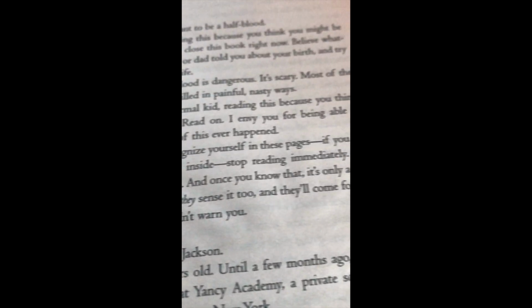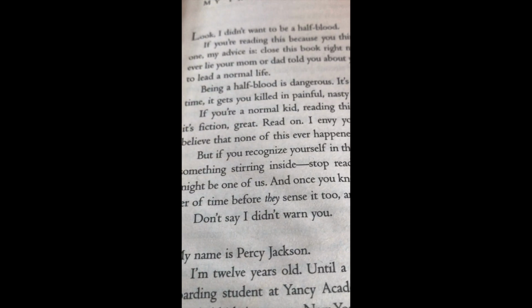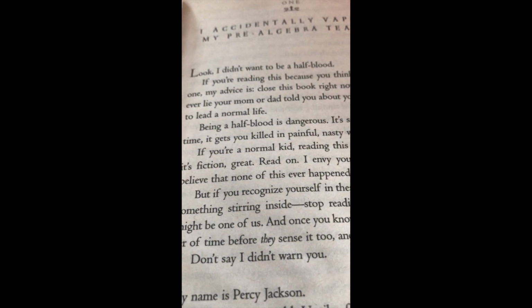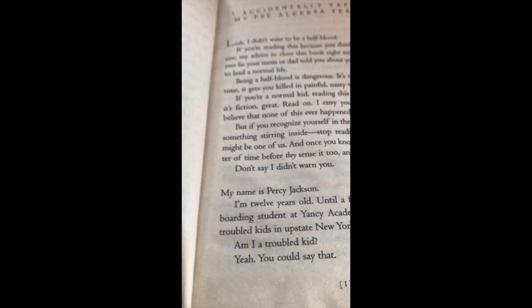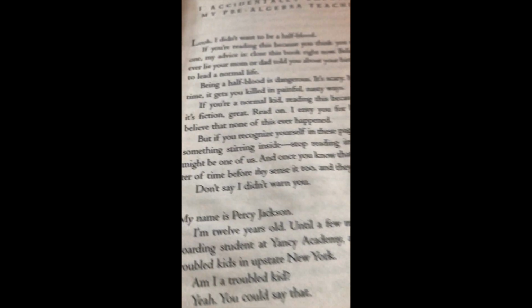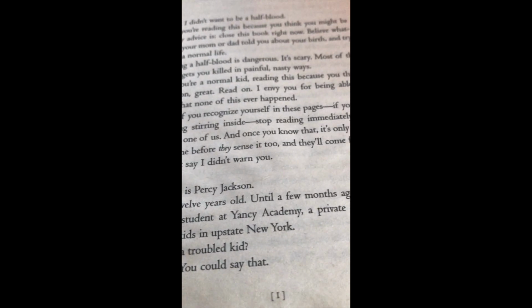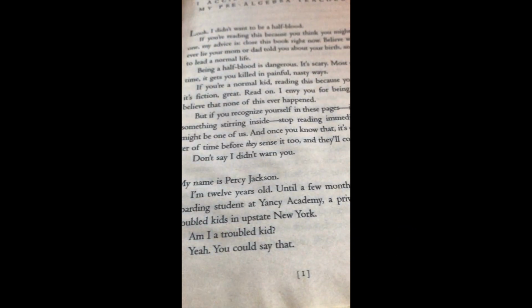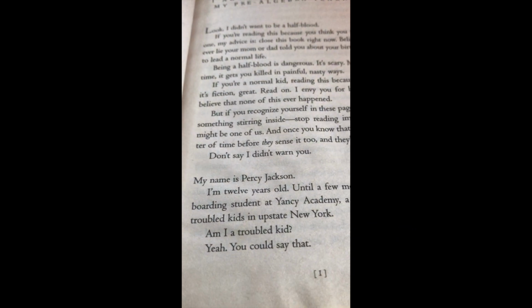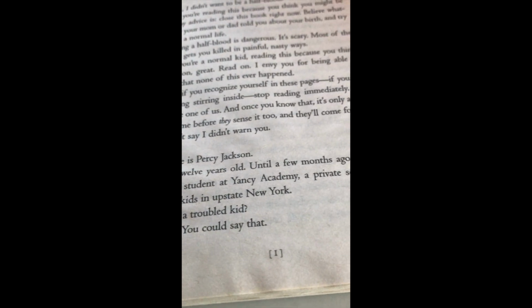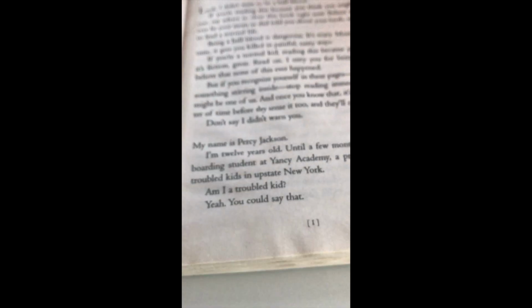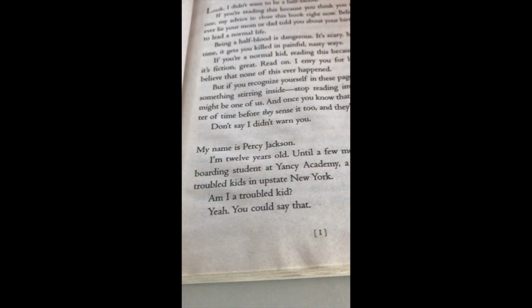"Being a half-blood is dangerous. It's scary. Most of the time, it gets you killed in painful, nasty ways." Okay, there you go. There's another example of suspense. Get you killed? "If you're a normal kid reading this because you think it's fiction, great, read on. I envy you for being able to believe that none of this ever happened. But if you recognize yourself in these pages, if you feel something stirring inside, stop reading immediately. You might be one of us. And once you know that, it's only a matter of time before they sense it too. And they'll come for you. Don't say I didn't warn you."